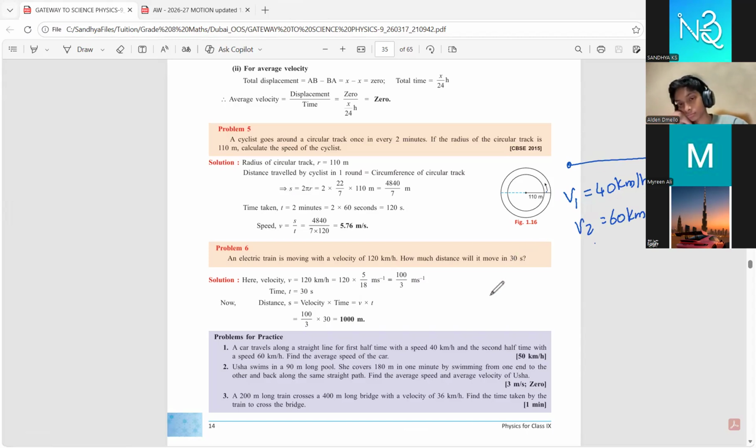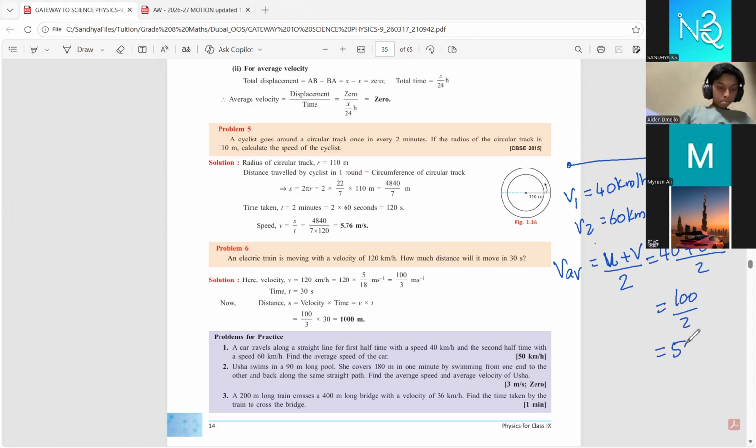Then average speed. What is the average? Average speed means what? V average is equal to, one formula we studied, initial velocity, final velocity given means u plus v divided by 2, like that it comes. That initial v1 plus v2 divided by 2. So that formula you can use here. 40 plus 60 divided by 2, that is 100 by 2, that is 50 kilometer per hour. Okay, that's it. Clear?